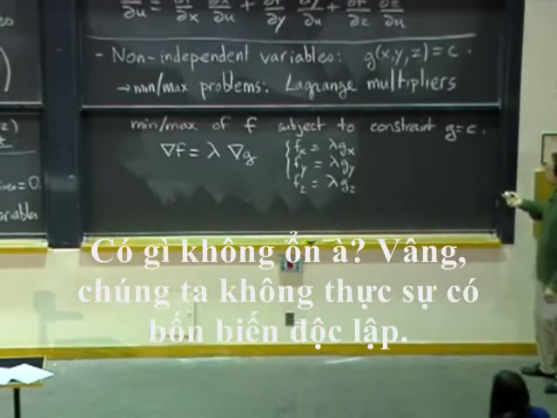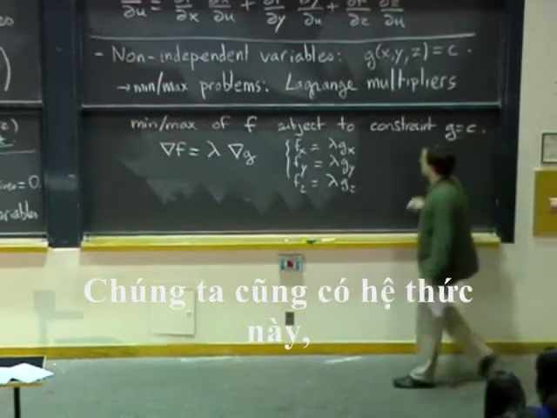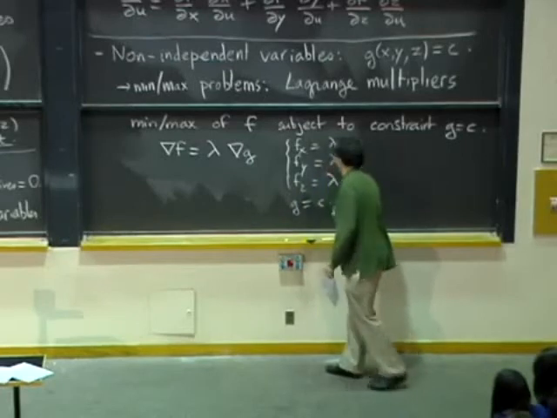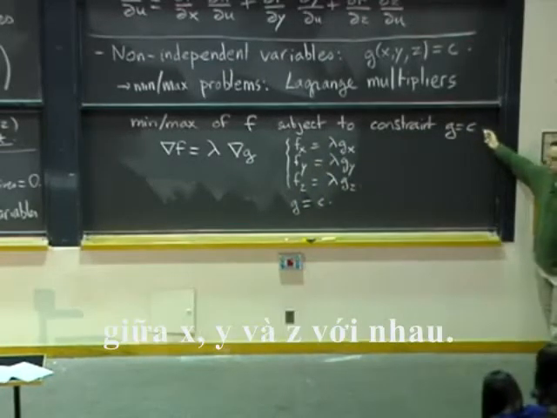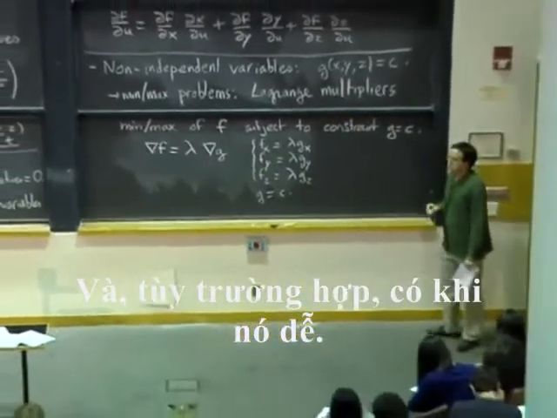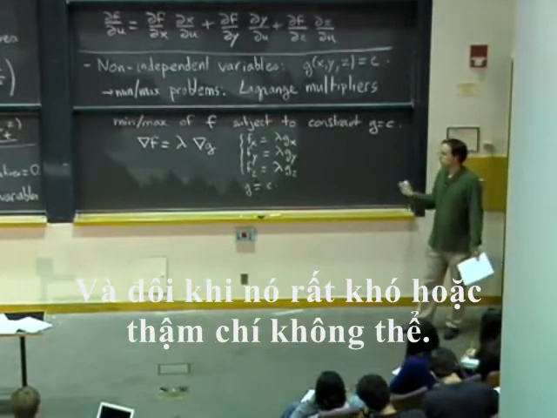What's wrong? Well, we don't have actually four independent variables. We also have this relation g equals, well, whatever the constraint was, relating x, y, and z together. So then we can try to solve this, and depending on situations, it's sometimes easy and sometimes it's very hard or even impossible.